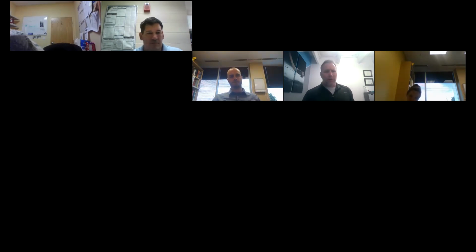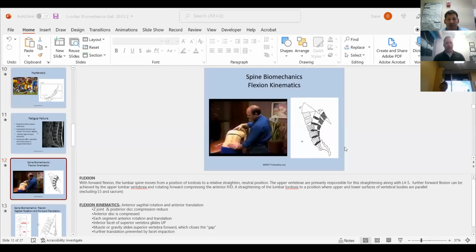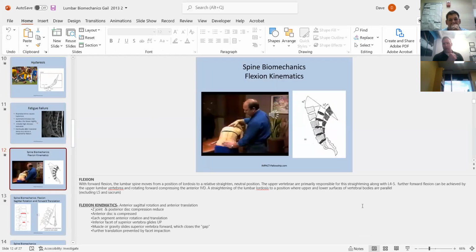Yeah, from a biomechanical perspective, it's not terribly complicated for the lumbar spine. Flexion is coupled with an anterior translation, extension with a posterior translation. Side bending, same sort of deal. You side bend left, you're going to get a left translation. Side bend right, you're going to get a right translation.